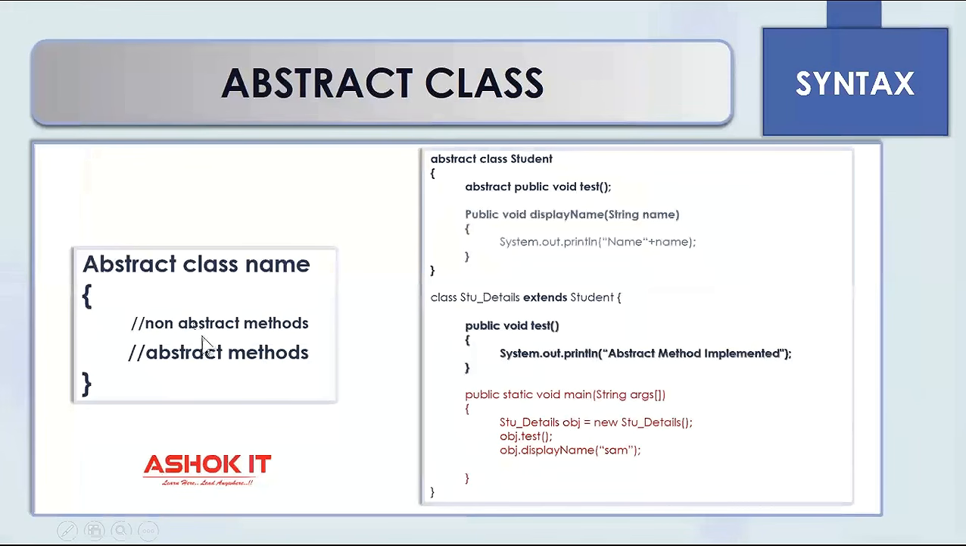So here is a simple example or syntax. The abstract keyword followed by the class name, and the abstract class contains non-abstract methods and also abstract methods. So here is a simple example in Java. The abstract keyword followed by the class keyword followed by the class name student.